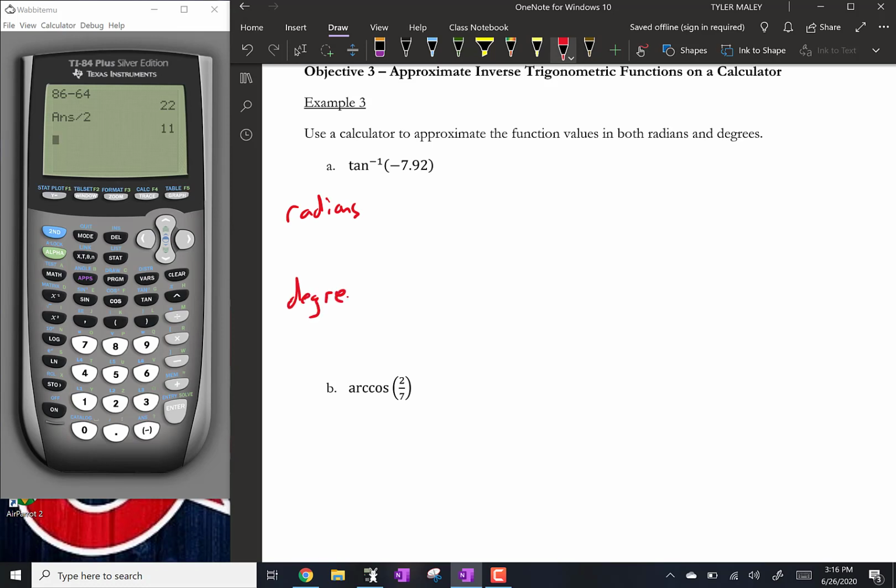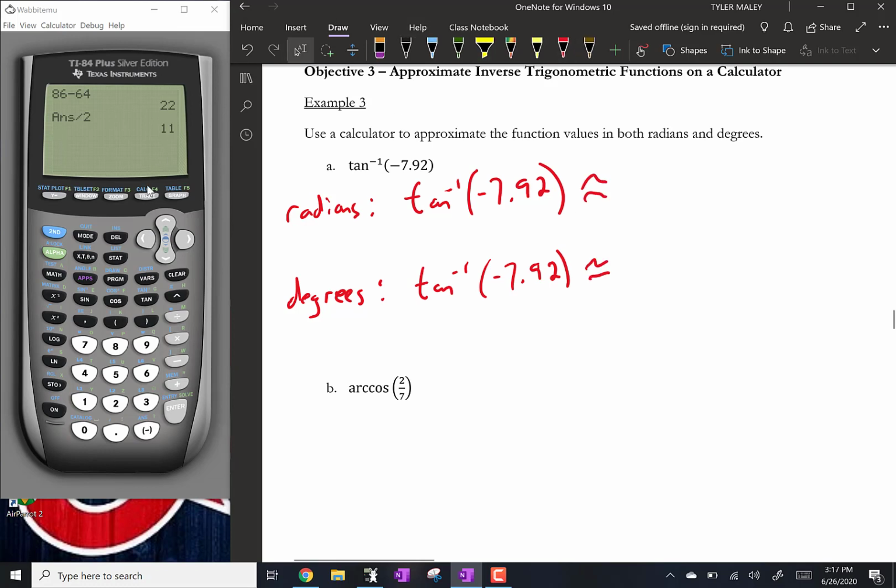All right, so we want inverse tan of negative 7.92, and same thing here. So just want to make sure you're in the right mode, right? So if I want radians, let's make sure my mode is in radians. So I would just do second tan, right? Notice that's inverse tan, and then just type in negative 7.92. Right, so we get roughly negative 1.4452. We'll just go to 4 decimal spots.